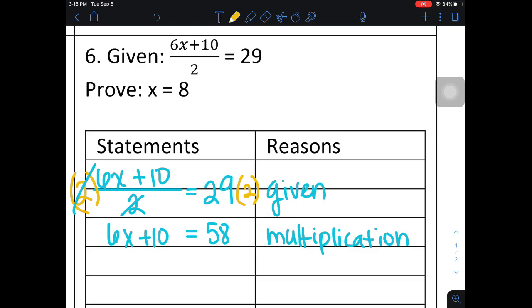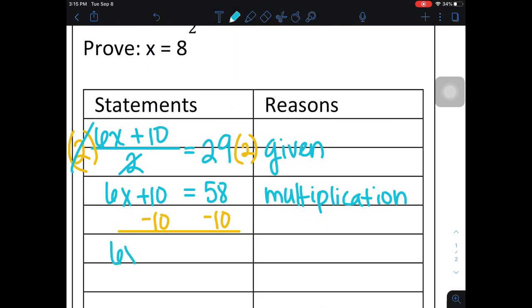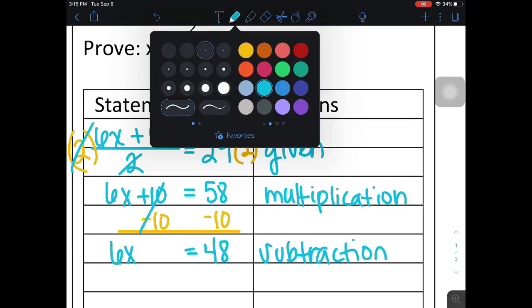All right, so now I'm going to move on. And it's just a regular two-step equation. So since there's a plus 10, I will do the opposite and do minus 10. So that's going to be 6x. That's going to zero out. 58 minus 10 is 48. Okay, so we just use the subtraction property of equality.